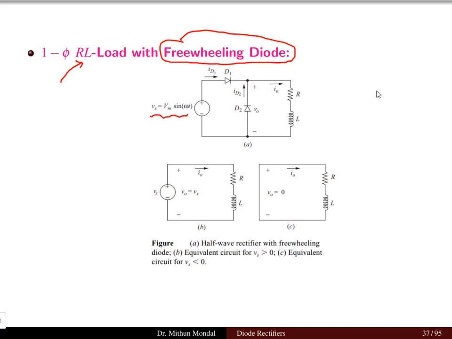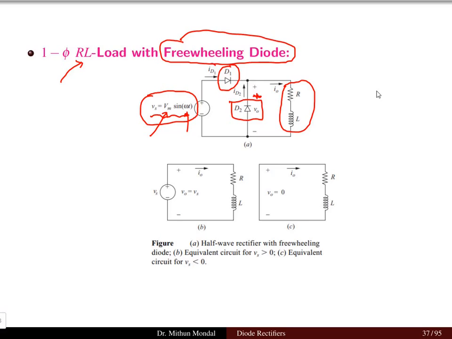Again, the source that we are using is the single phase source, which is given by Vs equal to Vm sin omega t. It means the maximum voltage is Vm with the frequency omega. Now in this circuit we have the load comprising one resistor and one inductor. The diode D1 is the main diode functioning as the rectifier, whereas diode D2 is functioning as the freewheeling diode. We will focus on the benefit of using this freewheeling diode in the network.